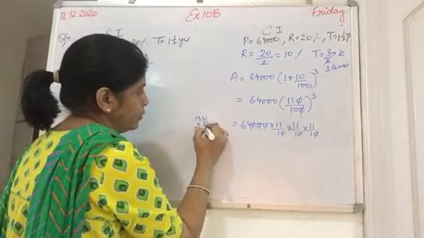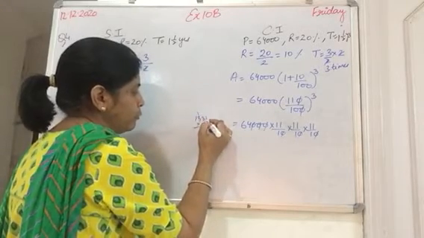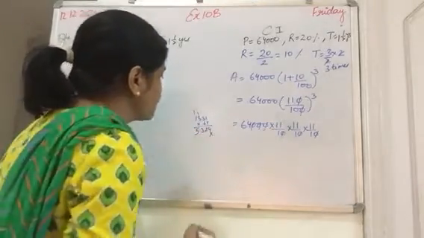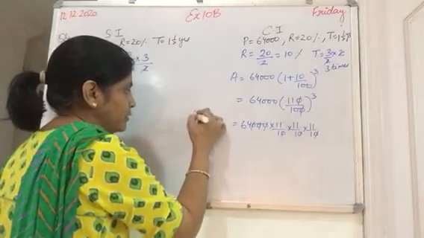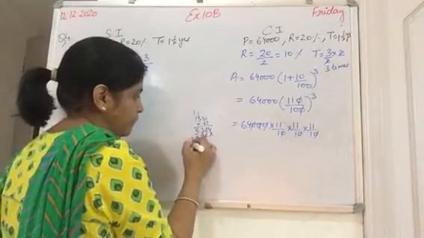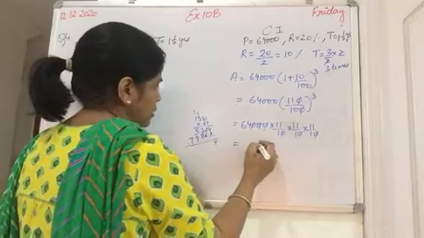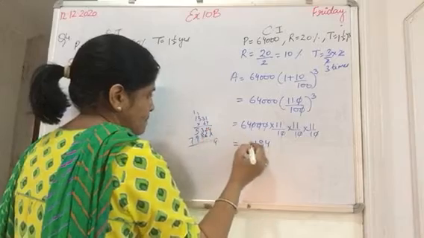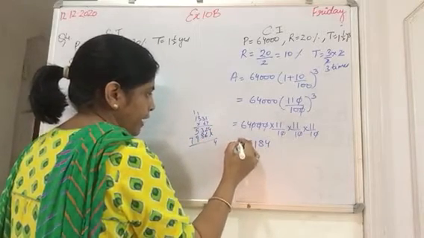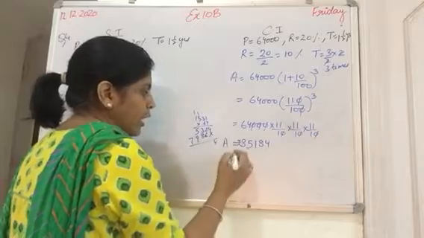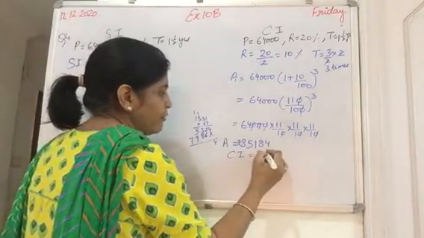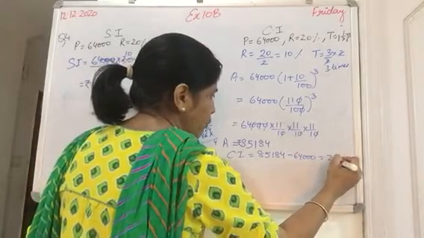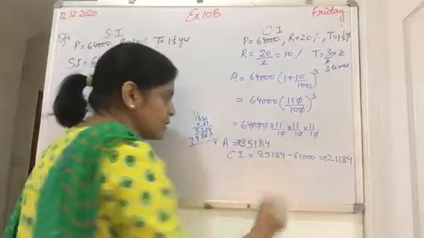4 1s are 4, 4 3s are 12, carry 1, 4 1s are 4, 4 3s are 12, 13, 3 carry 1, 4 1s are 4, 5. Now multiply by 6, 6 1s are 6, 6 3s are 18, carry 1, 6 3s are 18, 19, 9 carry 1, 6 1s are 6, 7. So it is 85184, this is the amount, and we have to calculate CI. So 85184 minus 64,000 is 21184. Now this is CI.